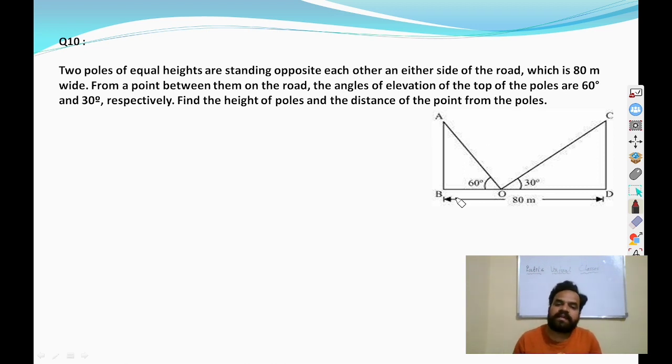So all of you observe the diagram. Here are two poles. One is pole AB and one is pole CD. Both are equal in height, but we don't know how much it is. And the road width between these two poles is 80 meter. There is a point between these two. We don't know exactly where it is. We need to find. Right? They have given two angles of elevation. One is 30 degree and one is 60 degree. Right? So write solution.